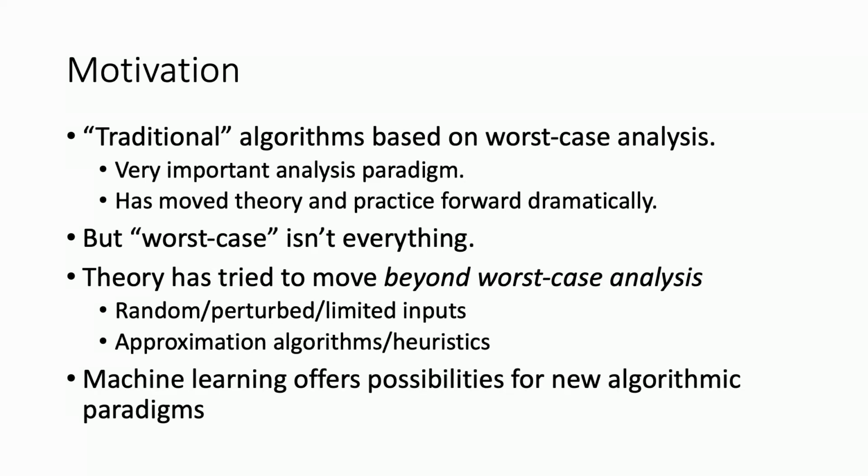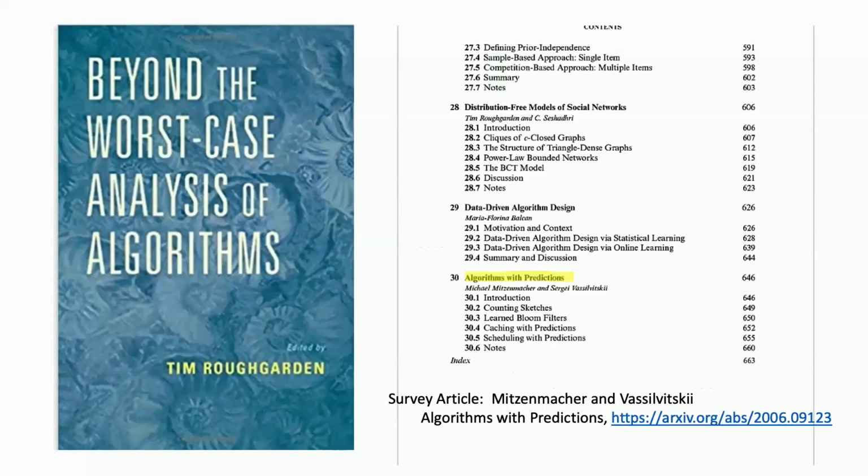And the whole point here is that machine learning is offering us new possibilities for moving beyond worst case analysis by looking through the lens of, we have these predictions or predictors. There's a whole book on beyond worst case analysis. Sergei Vassilvitskii and I managed to sneak in a chapter at the very end. Luckily, you don't have to buy the book if all you want is our chapter. You can find it online at the arXiv.